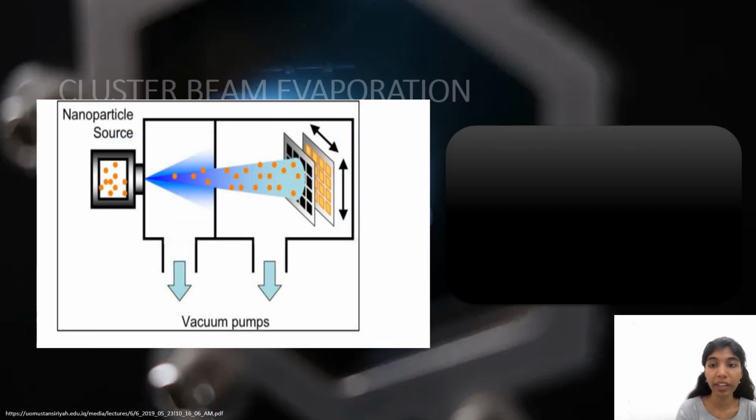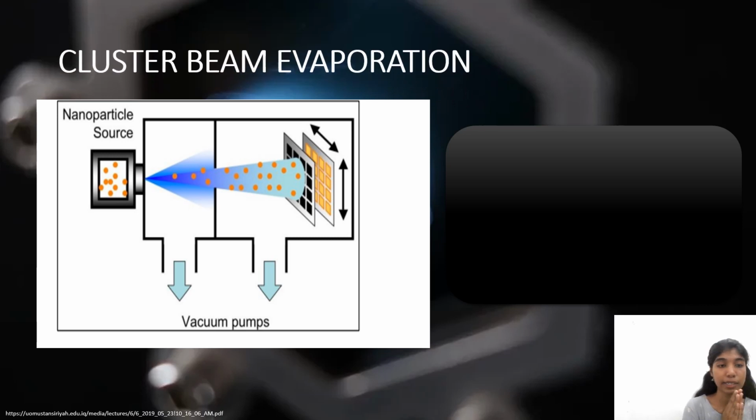Coming back to our topic, we'll be talking about cluster beam evaporation. Here it's basically a bottom-up approach, and it's also a physical vapor deposition method. We are going to prepare nanostructured materials using cluster beam evaporation. It involves building atom by atom, molecule by molecule, or cluster by cluster, whatever we desire.